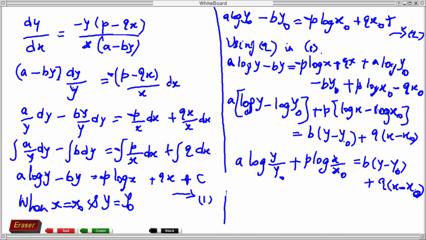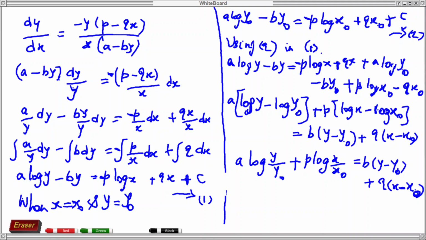The initial conditions are x of 0 equal to x naught and y of 0 is equal to y naught. When applying these conditions here, we get a into log y naught minus b y naught equal to minus p into log x naught plus q x naught plus c. And so we got here the value for c in the second equation.